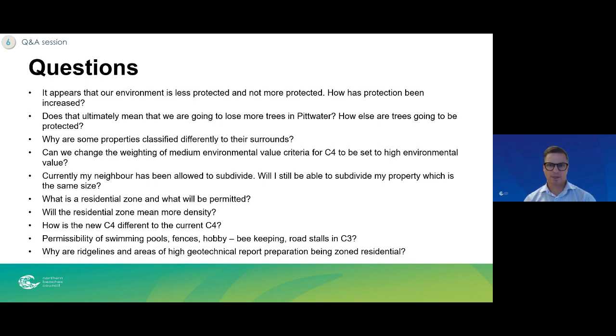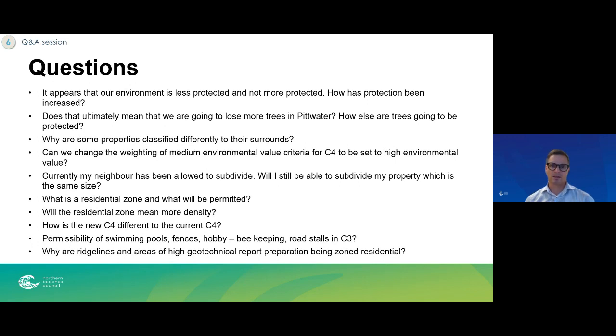What is a residential zone and what will be permitted? So the review identifies some areas as a generic residential zone for sites that were previously a conservation zone. We've provided a range of uses that we think will be permitted, but we haven't landed on the final outcome for all of those. We're still working through that. We wanted to focus on the conservation zones for the purposes of this exhibition.